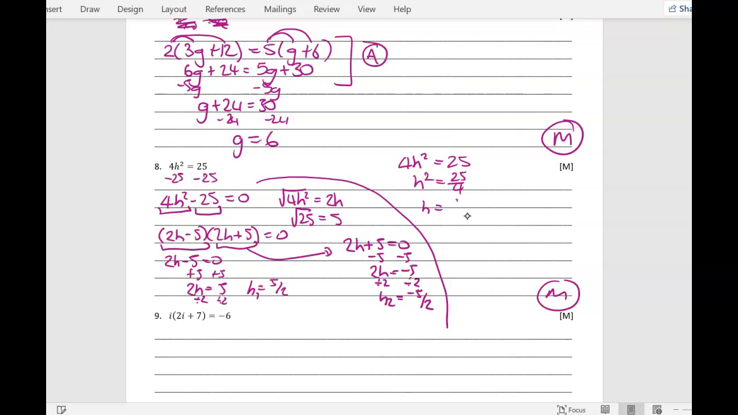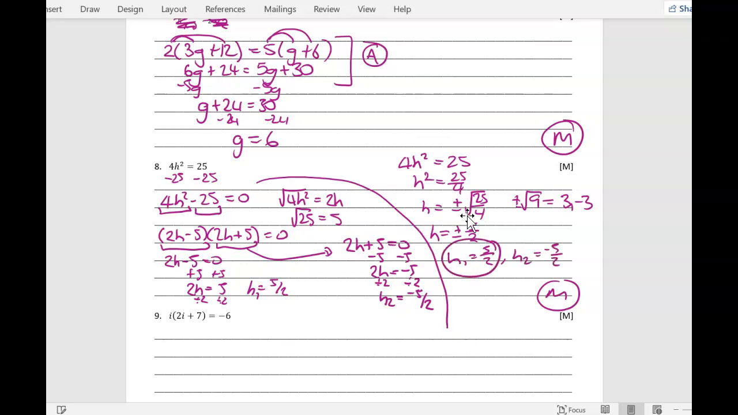H is equal to plus or minus the square root of 25 over 4. This plus or minus bit is key because, just a reminder, when you're square rooting, for example, the square root of 9 is equal to 3 or negative 3. And we note that by doing plus or minus over there. So that's going to be h is equal to plus or minus 5 over 2, which means h1 was equal to 5 over 2 and h2 was equal to negative 5 over 2.